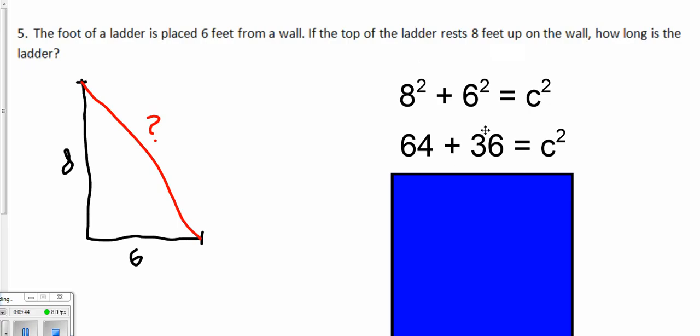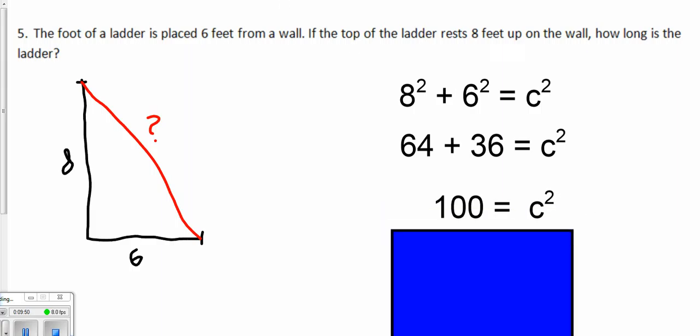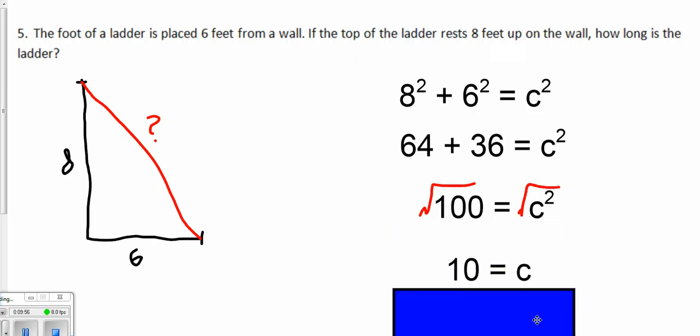64 is 8 squared. 36 is 6 squared. So 64 plus 36 equals c squared. 100 equals c squared. Like before, we'd have to take the square root of both sides, and we would get that c equals 10. So we would say that our ladder is 10 feet tall.